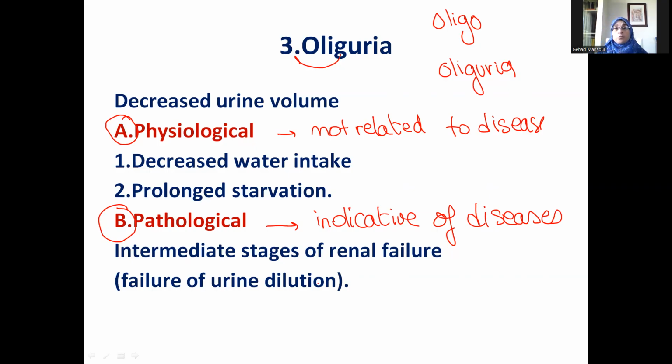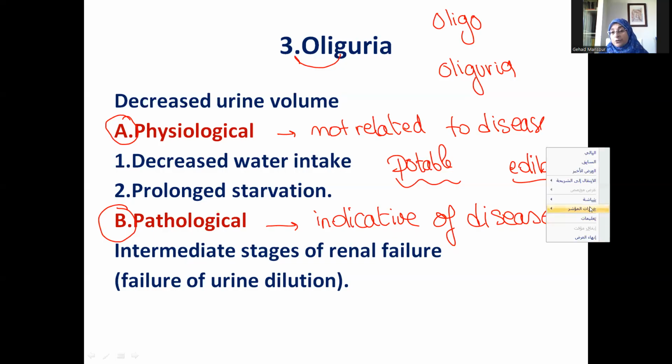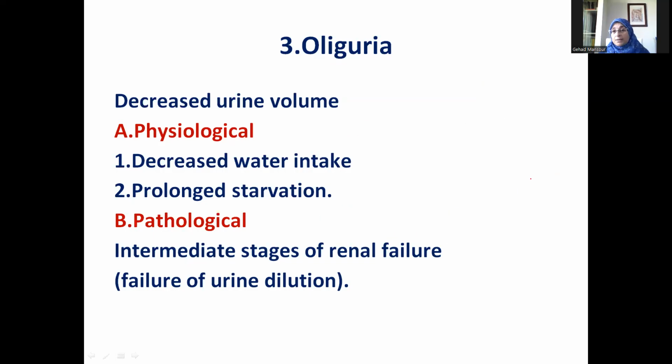For example, during wars, during any catastrophic events, natural disasters of any kind, people do not find potable, pure water. Actually, potable means that it is suitable for drinking, just like edible is suitable for eating. We have potable water, but oliguria might also be indicative of a pathology or a disease. As we said, we have the intermediate or mid stages of renal failure. So in renal failure, we have early stages, late stages, and mid stages.